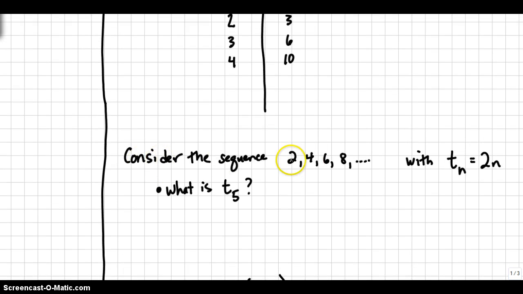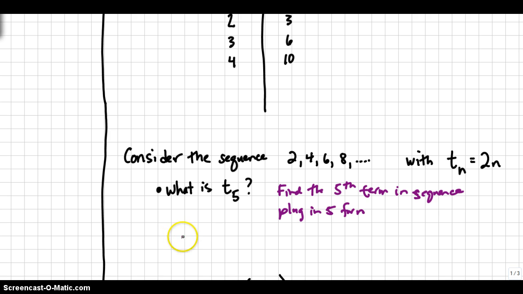So consider this sequence, 2, 4, 6, 8, and so on. And then they give you the formula. This time it's a lowercase t. Typically they do use capital letters to indicate sequences. But they do have a subscript n, which indicates we could plug in the term number. So if they want us to do t sub 5, that means they want us to find the 5th term in the sequence. And so the way that we would do that is we would plug in 5 for n.